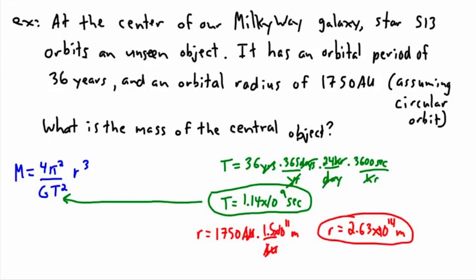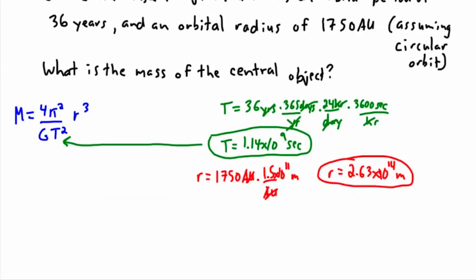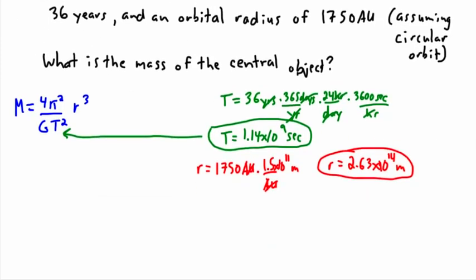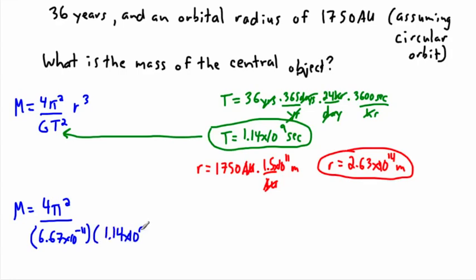Well, okay, but we're ready to do this now. So that means now we can go ahead and calculate this mass here. So the mass is going to be 4 pi squared divided by, and G, remember, is 6.67 times 10 to the negative 11. All that's going to be multiplied by 1.14 times 10 to the 9 squared. All that's going to be times 2.63 times 10 to the 14, all that cubed.